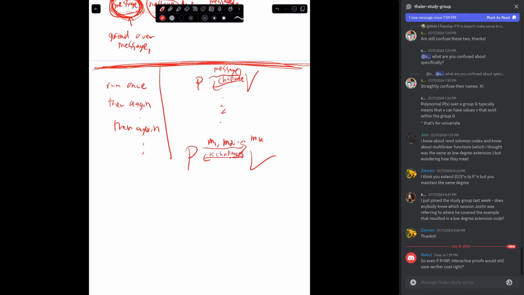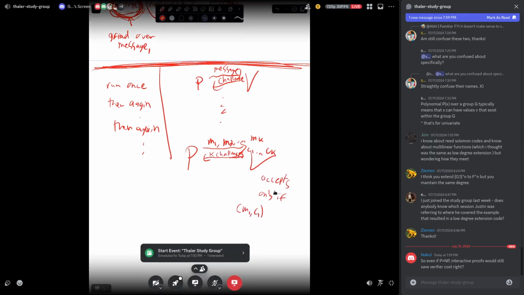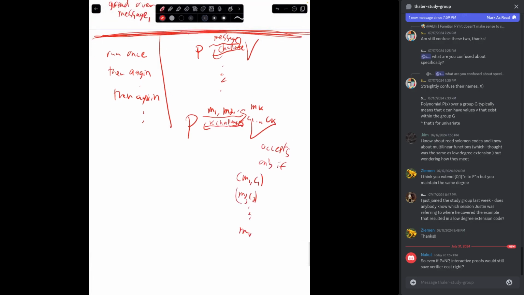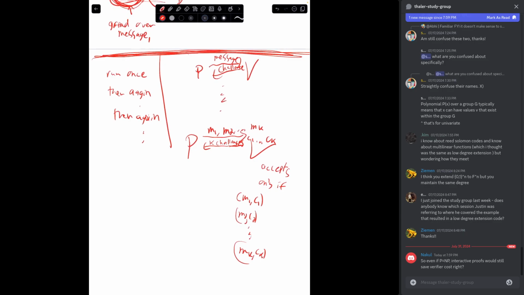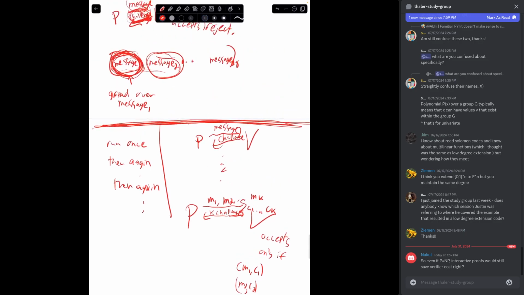And like accepts. So say the challenges are C1 to CK, accepts only if M1 leads to acceptance on challenge C1, M2 leads to acceptance on challenge C2, and so forth, MK leads to acceptance on challenge CK, right? And this is what it means to do parallel repetition, if I'm not screwing something up, which I always might be.